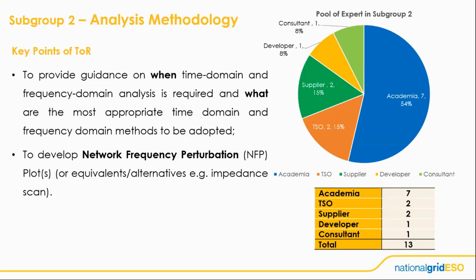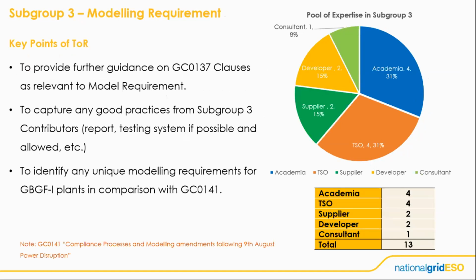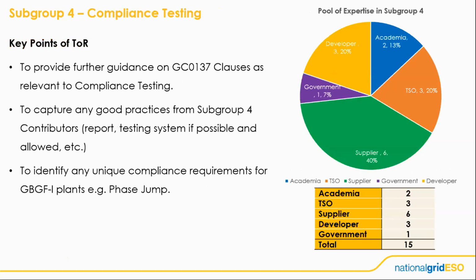Subgroups 3 and 4 are ongoing to identify any unique requirements for GBGF plants in terms of the modeling requirements and compliance testing. If some requirements are applicable for both grid forming and grid following converters, those requirements will be covered in GB's existing development in GC0141 for modeling requirements and existing documented compliance testing guidance for IBRs. Because if you see Tony's slide about compliance testing, you can see the far left side about such generic compliance tests.